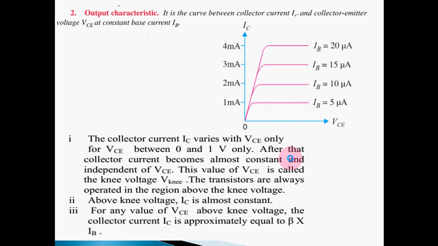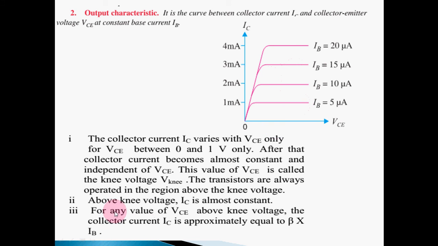IC has a relation with VCE only before 1 volt, and after 1 volt there is no relation, IC becomes flat. That voltage is called knee voltage, V knee. This is the number 1 point. And number 2 is that above the knee voltage, that means after 1 volt, the IC is almost constant. You can see here the IC is almost flat. This is the number 2.